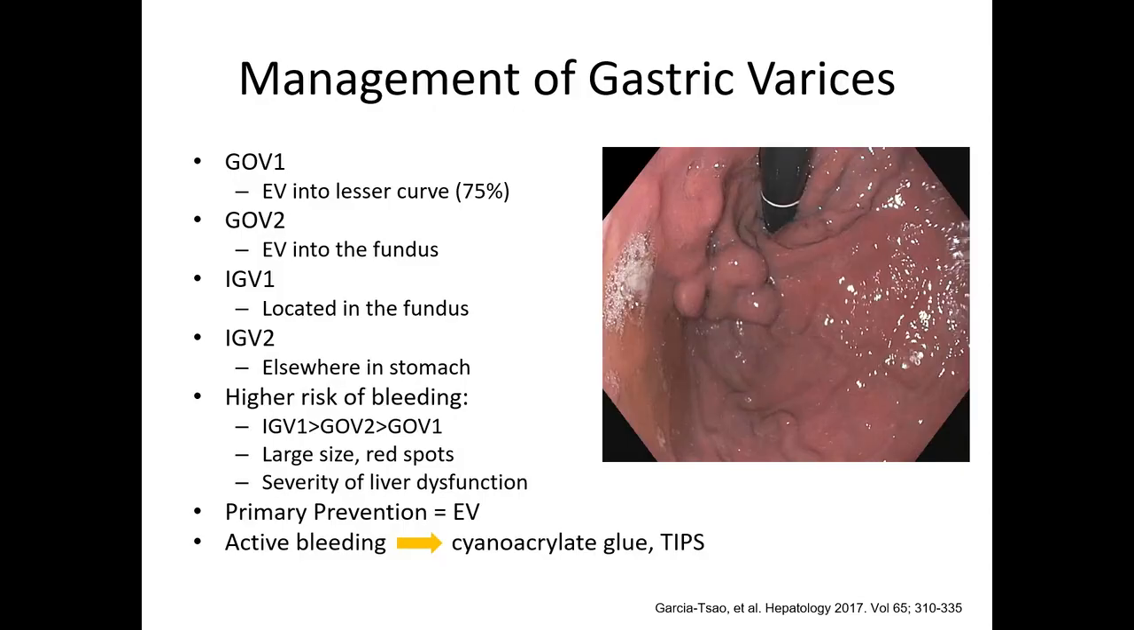Large size and red spots on these varices are also a risk of bleeding, as well as severity of liver dysfunction. When gastric varices are discovered on screening endoscopy, primary prevention for bleeding is similar to the patients with esophageal varices, with medications such as non-selective beta blockers or carvedilol. There is no preemptive TIPS performed for patients with gastric varices. However, in the setting of active bleeding, you can perform a TIPS or use cyanoacrylate glue.